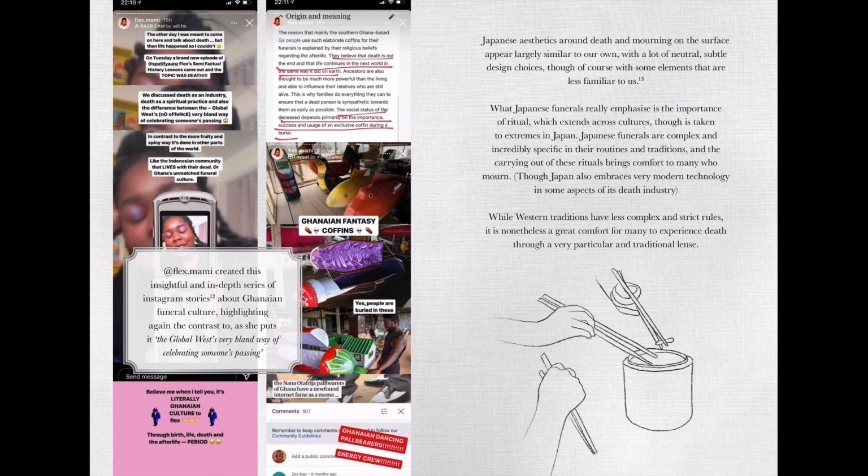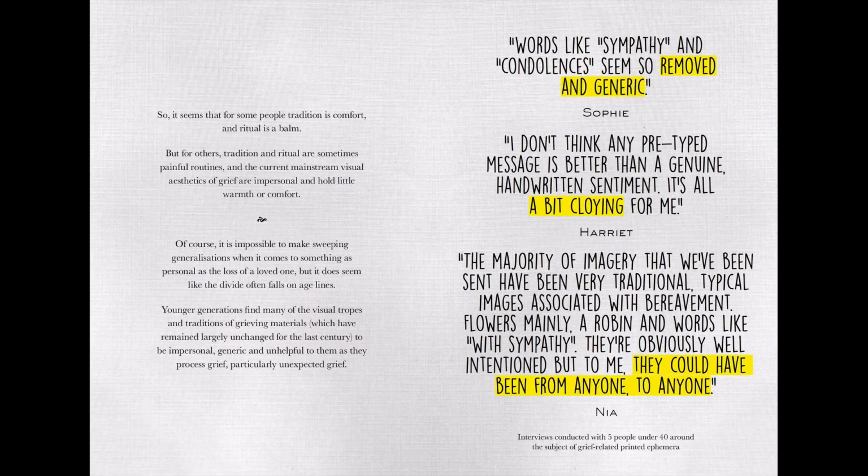Japanese aesthetics around death and mourning on the surface appear largely similar to our own, with a lot of neutral, subtle design choices, though of course with some elements that are less familiar to us. What Japanese funerals really emphasize is the importance of ritual, which extends across cultures, though is taken to extremes in Japan. Japanese funerals are complex and incredibly specific in their routines and traditions, and the carrying out of these rituals brings comfort to many who mourn, though Japan also embraces very modern technology in some aspects of its death industry. While Western traditions have less complex and strict rules, it's nonetheless a great comfort for many to experience death through a very particular and traditional lens.